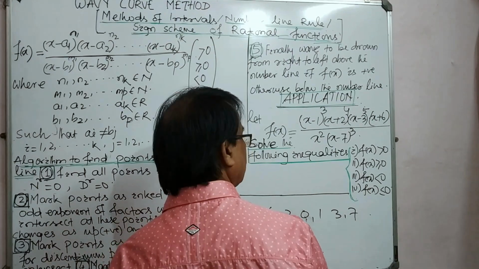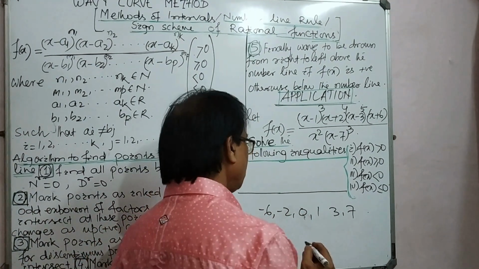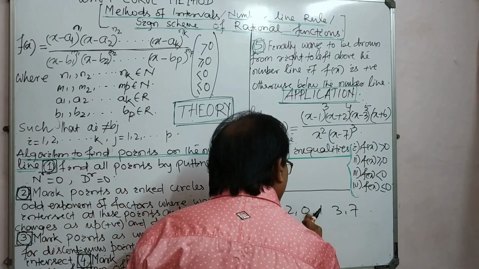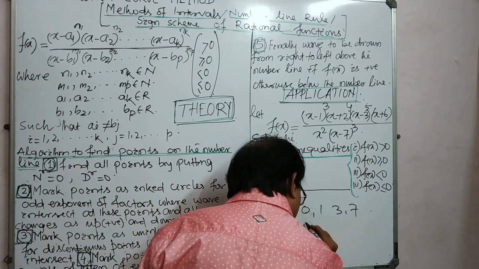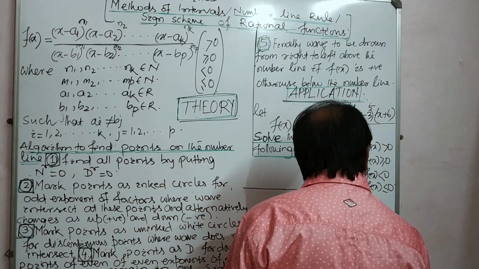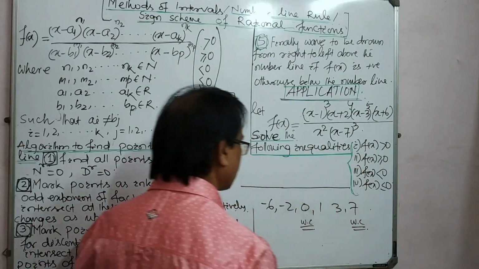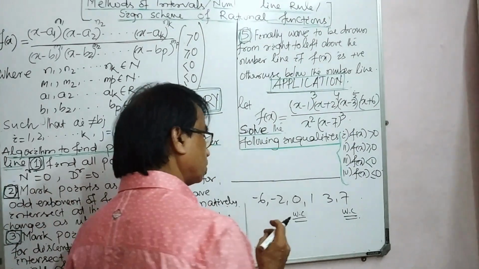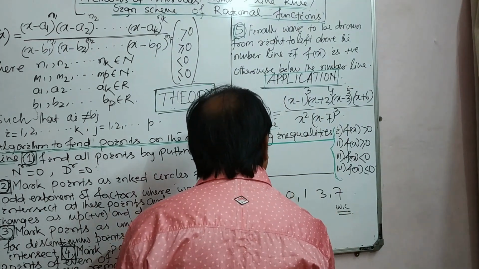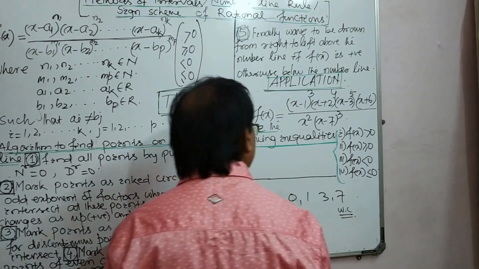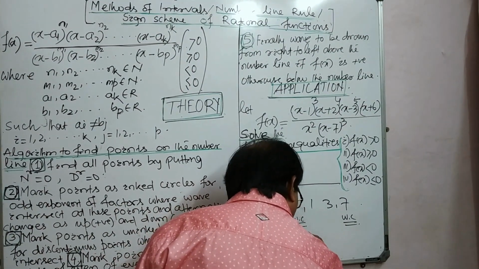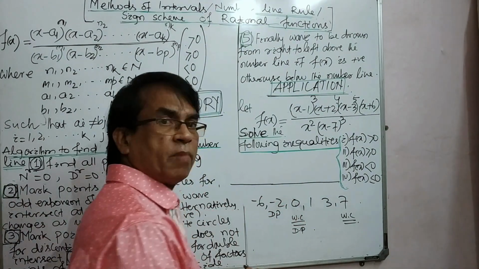Now, from these points, we will find out which are the denominator points. Denominator points are 0 and 7. These points are white circles, 0 and 7 as white circles. We mark these white circles because they are discontinuous. And now the even exponent, (x plus 2) to the power 4, that is a double point, we will write the double point, and x square, 0, is a white circle and also a double point. Now we mark it on the number line.